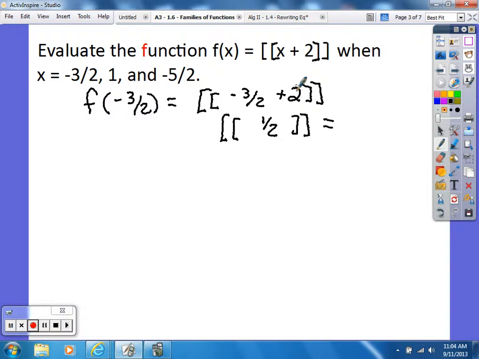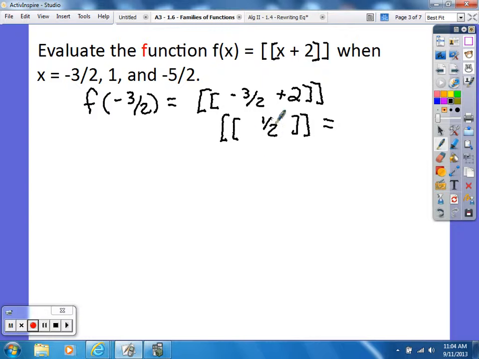2 over 1 is actually 4 over 2, right? Because in order to add or subtract fractions, they must have a common denominator. Or I like to think of it this way. I have 2 pies at my house, and we eat 3/2 of that pie. That means I eat 1.5 of it, right? What do I have left? Half of a pie.